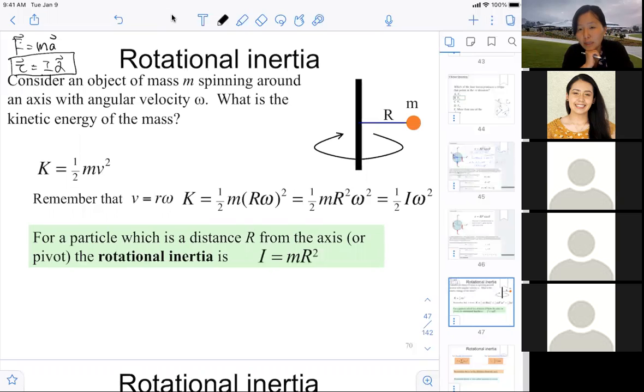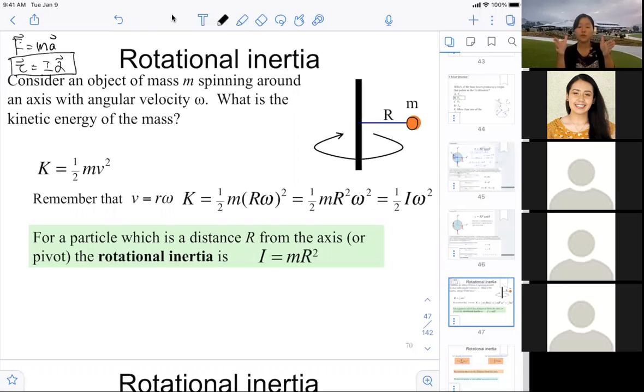Okay, so let's see what kind of variables affect how hard it is to rotate. Imagine you have a little mass m that's connected by a string, and the length of the string is r. You're simply going to rotate it like this, right? Do you think that if you have a heavy, more massive object, it is harder to rotate? More massive, it will be harder to rotate, right?